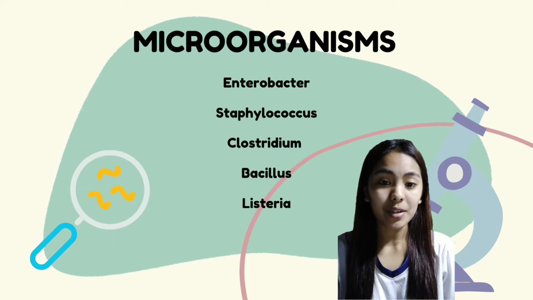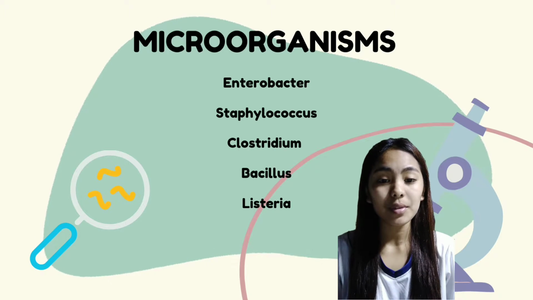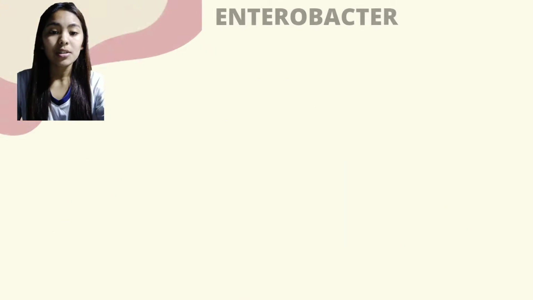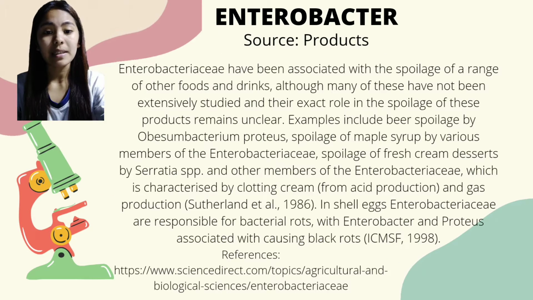So we have here the 5 microorganisms, which are the Enterobacter, Staphylococcus, Clostridium, Bacillus, and Listeria. So the first microorganism is the Enterobacter. So its first source is the product.